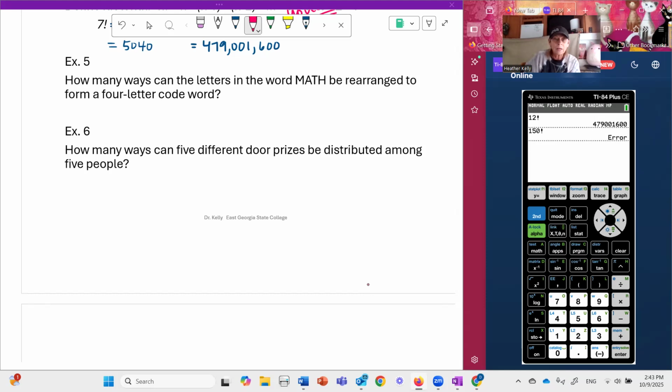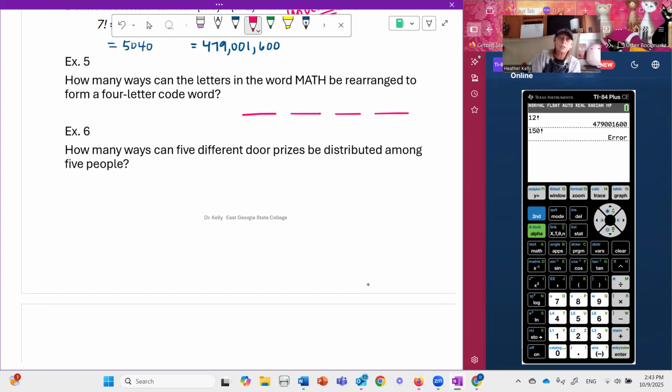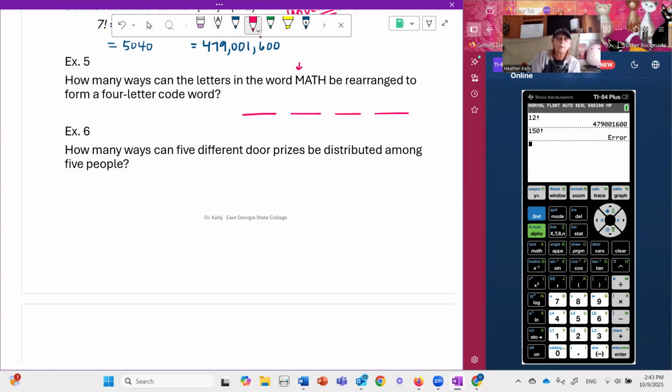So let's do this kind of visually. Let's just deal with the letter M. How many different options can go in this first space? In fact, let me not put an M there. Let me just call this space 1. Because remember, we're just making a 4-letter code word. So if I haven't chosen any of the letters from math yet at all, how many options can go in that first place? 4 options can go in that first place.